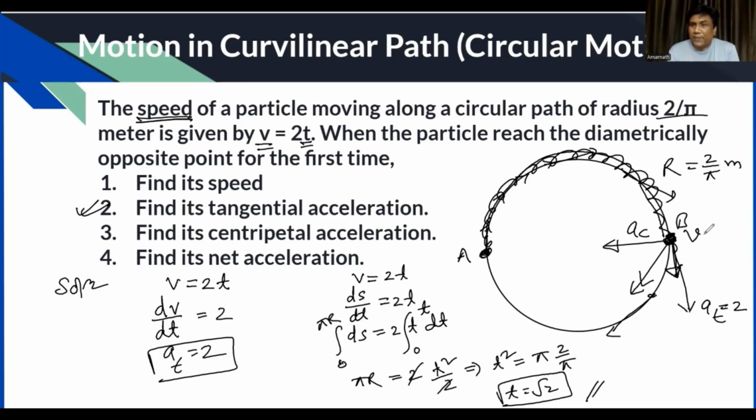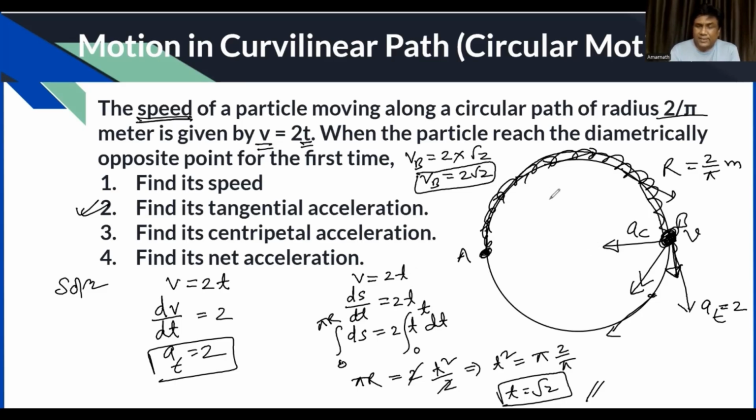So now you can find the speed at the point B. Speed at the point B will be what? Speed will be 2 into T. But T is root 2. So it means speed at the point is 2 root 2. But I need to calculate centripetal acceleration at point B.